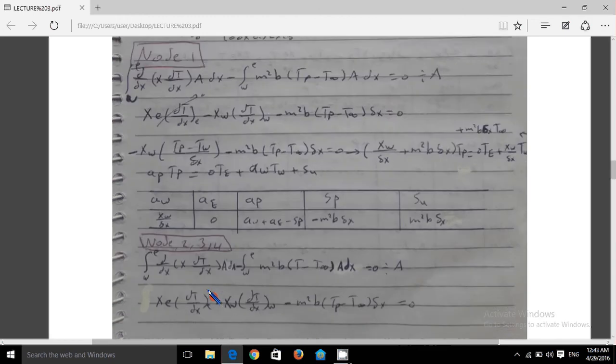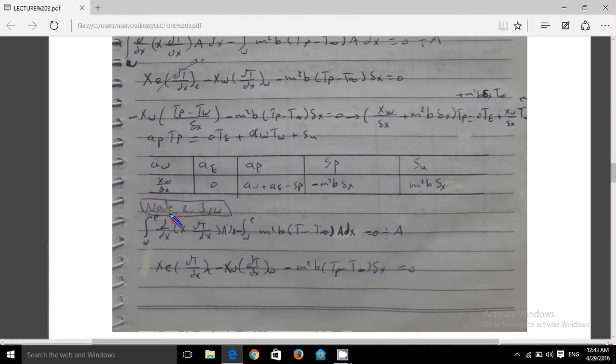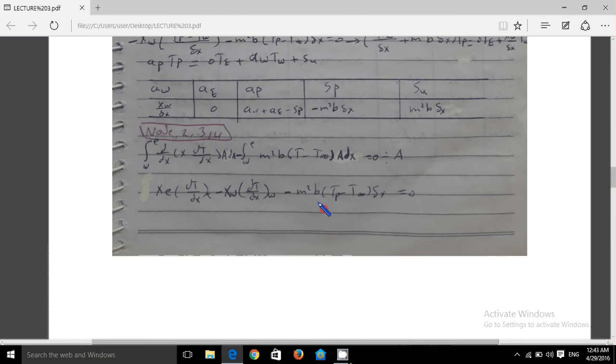Then I will find nodes 2, 3, 4. Also integrated from west to east, d over dx times dT over dx a dx minus the integration from west to east of m square b (T minus T infinity) a dx. By dividing it by the area, I got x east dT over dx at the east side minus x west dT over dx at the west side minus m square b (T point minus T infinity) delta x is equal to 0.